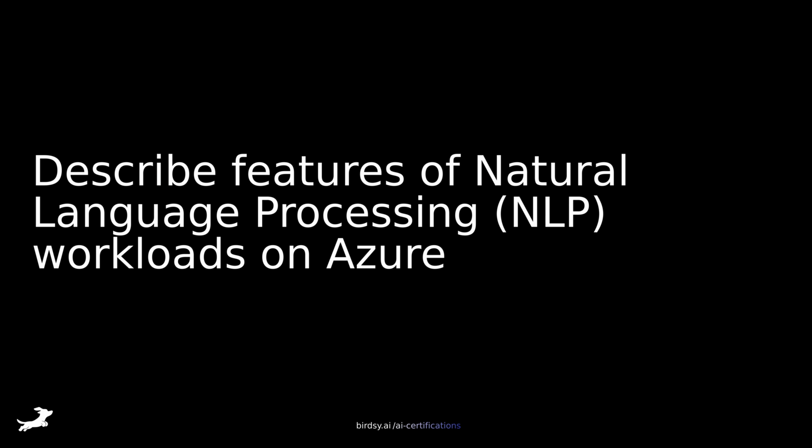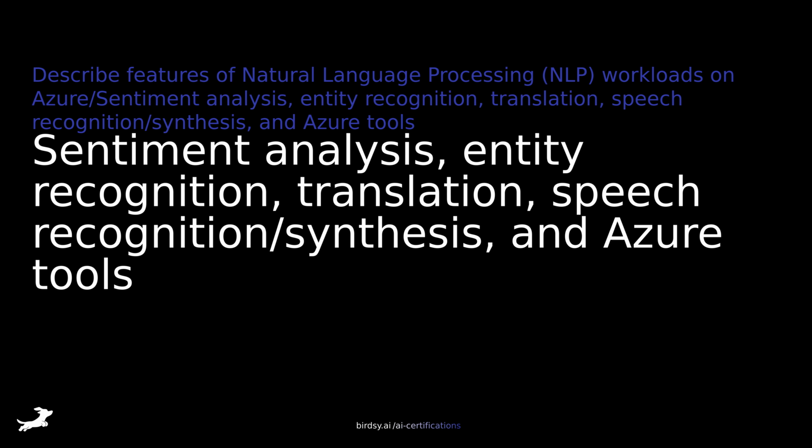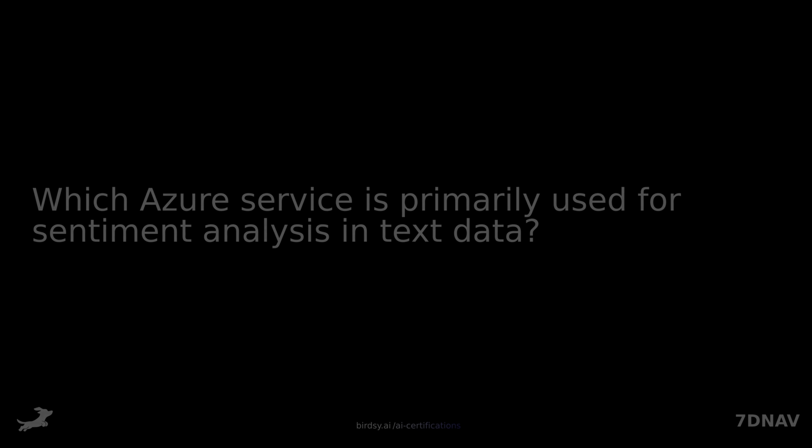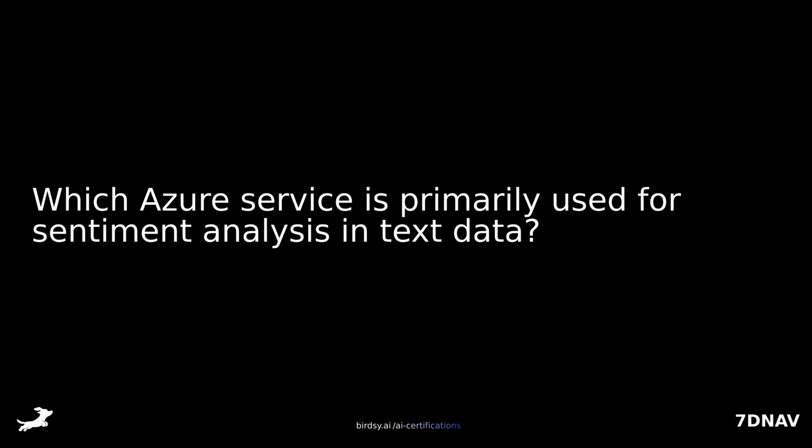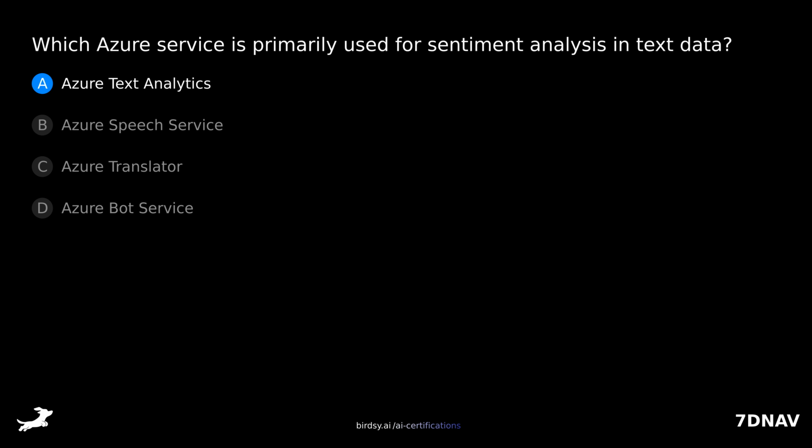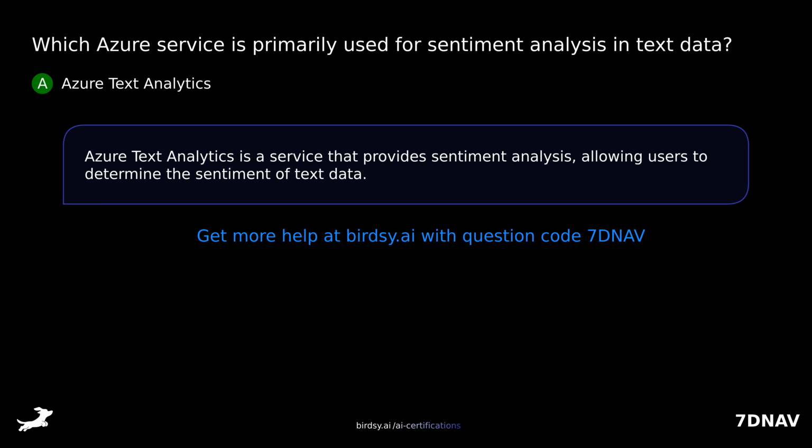Describe features of natural language processing workloads on Azure. Sentiment analysis, entity recognition, translation, speech recognition synthesis, and Azure tools. Which Azure service is primarily used for sentiment analysis in text data? Is it A, Azure Text Analytics, B, Azure Speech Service, C, Azure Translator, or D, Azure Bot Service? The answer is A, Azure Text Analytics. Azure Text Analytics is a service that provides sentiment analysis, allowing users to determine the sentiment of text data.